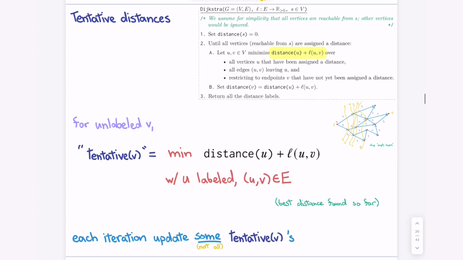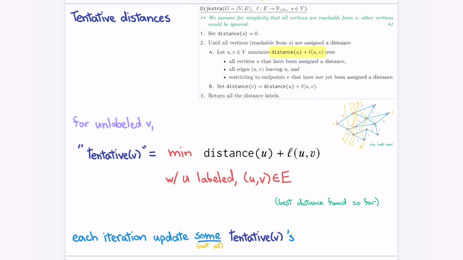Okay. So at some level, when we naively implemented this thing, one thing that might have seemed a little wasteful or excessive is that quantity, distance U plus length of UV, is the same every time unless distance U gets updated by the previous iteration. From one iteration to the next, most of the U's don't change. Only one U changed in the previous iteration. So we're just redoing the same computation again and again and again.